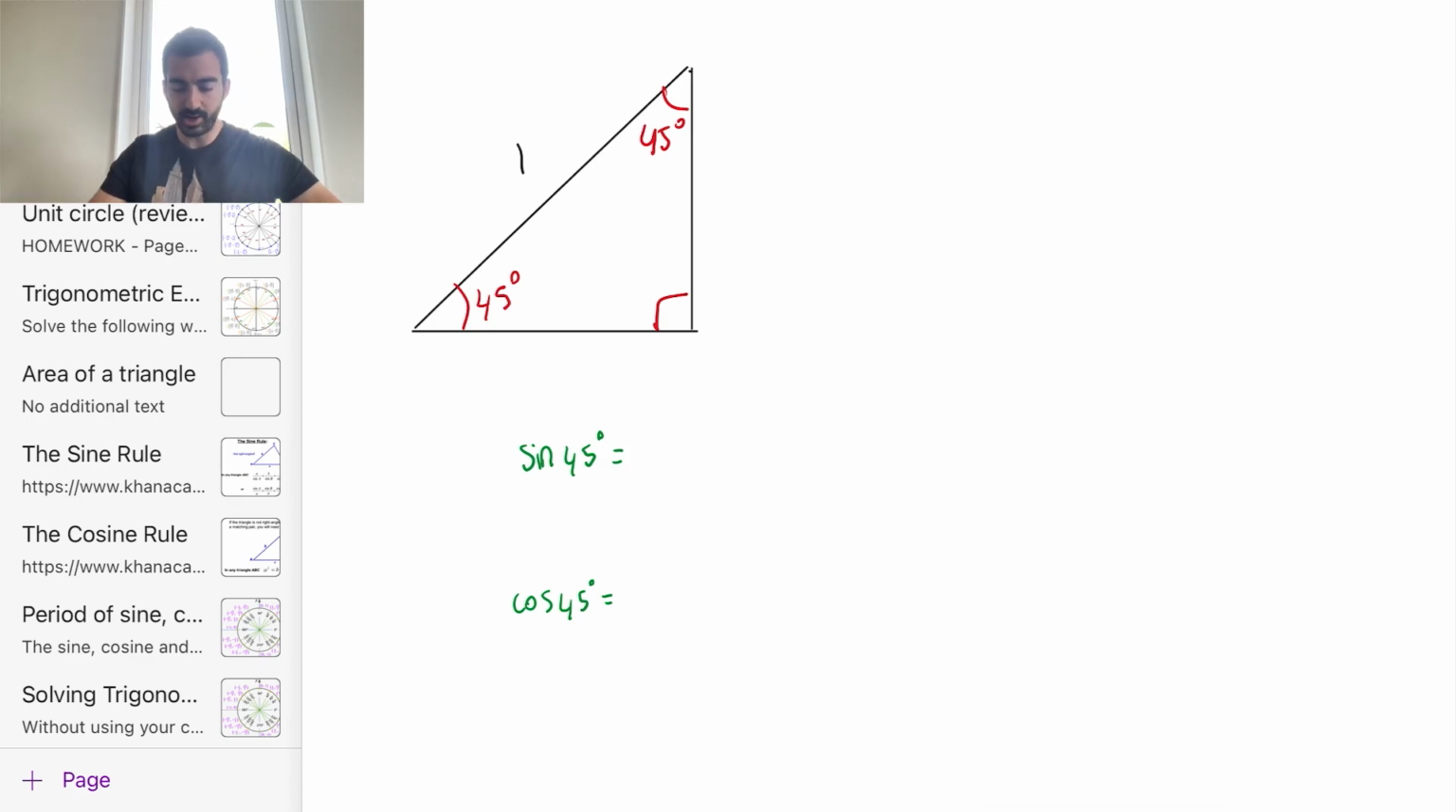I have a 45, 45, 90 triangle. Since I have two angles of 45 degrees, that means that my triangle is also isosceles. So I'm going to call these sides x, x and x.